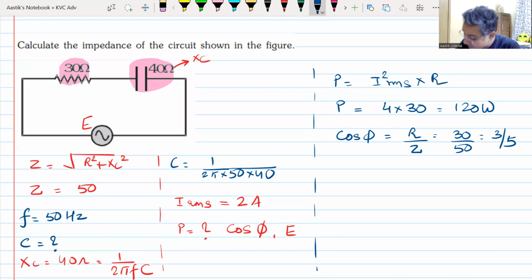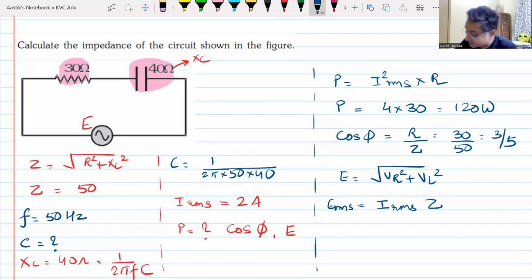You can find the value of E by taking the square root of VR square plus VL square, or you can also write it as IRMS multiplied by Z. Remember, we are just talking about the RMS values. IRMS is 2, Z is 50. So your applied voltage's RMS value would be 100 volts.